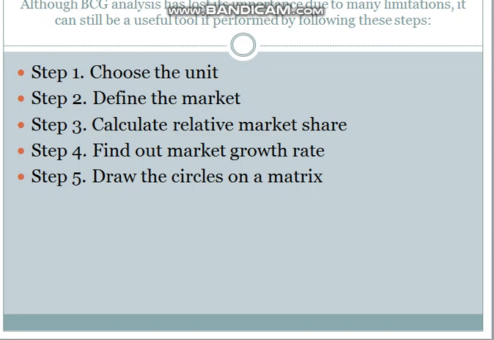And the last one is draw the circles on the matrix. After calculating all the measures, you should be able to plot your brands on the matrix. You should do this by drawing a circle for each brand. The size of the circle should correspond to the proportion of business revenue generated by that brand. Like this, you can make the BCG competitive advantage matrix.